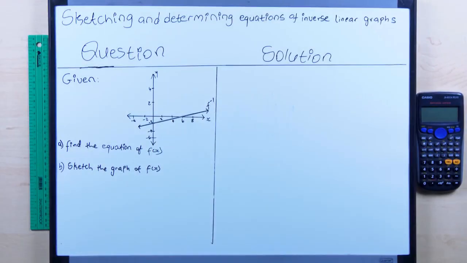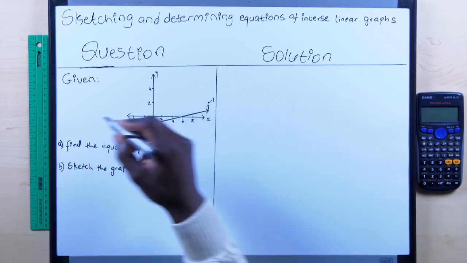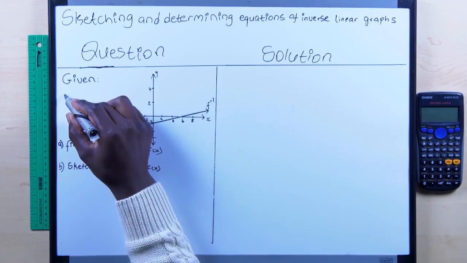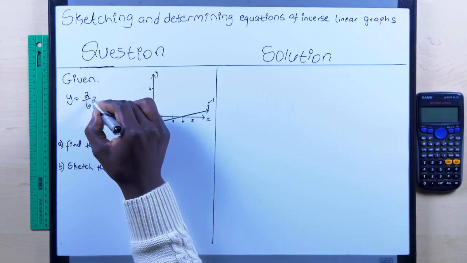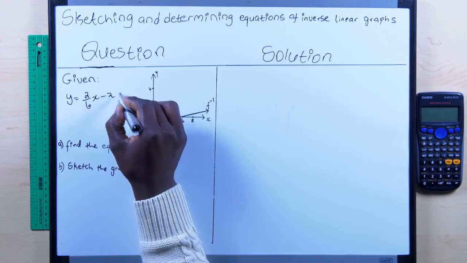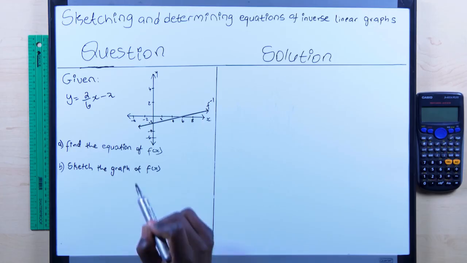Sketching and determining equations of inverse linear graphs. So you are given an inverse function already. The first thing you have to do is find the equation of f of x. So, given y equals 2 over 6x minus 2. This is an inverse function. So for this inverse function, you need to find the original function, f of x.